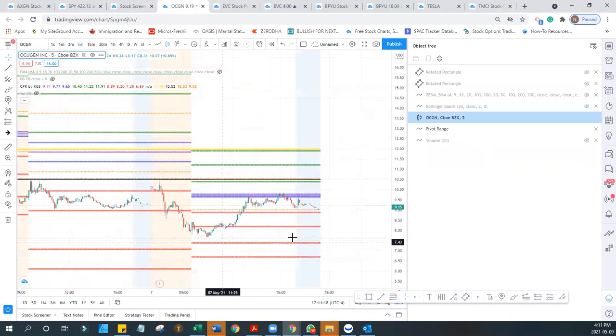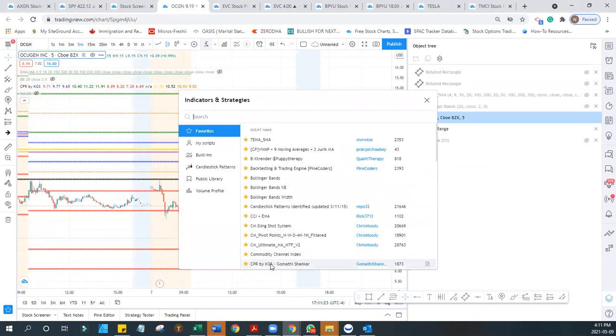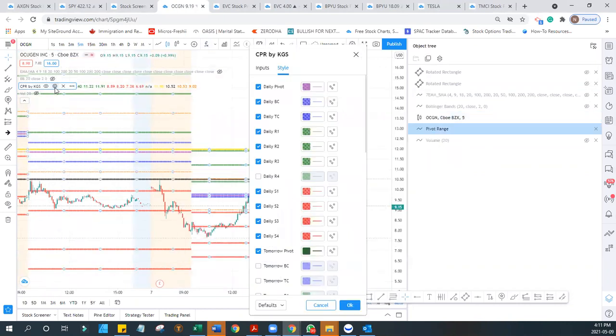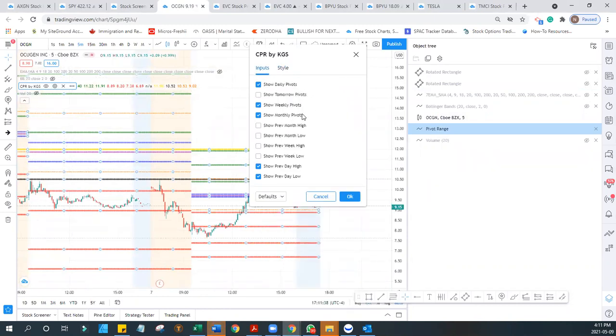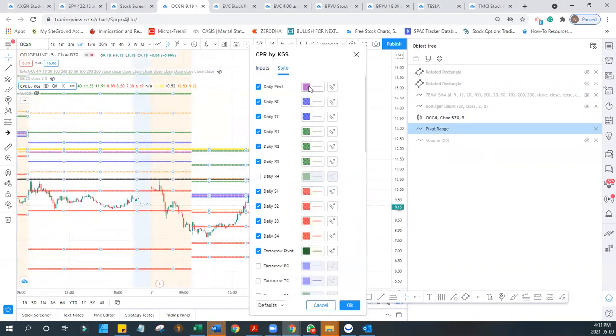Okay, so this is how the CPR will look. When you go to the indicators, look for the CPR by KGS. That's the nicest one, which I use, and you might like it too. Then go to the settings, and you can use daily pivot, weekly pivot, monthly pivot, previous day high, previous day low, and you can change the style. This is the bottom pivot, this is the top pivot, and those are the resistance for the pivot.